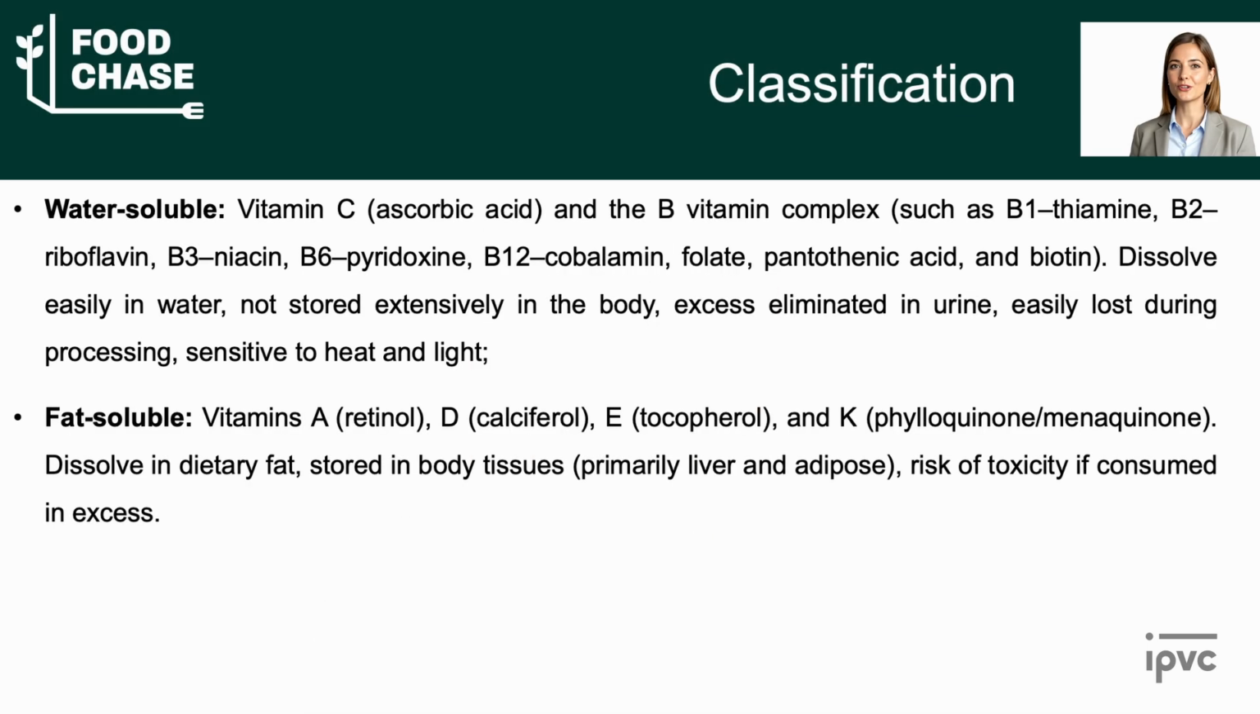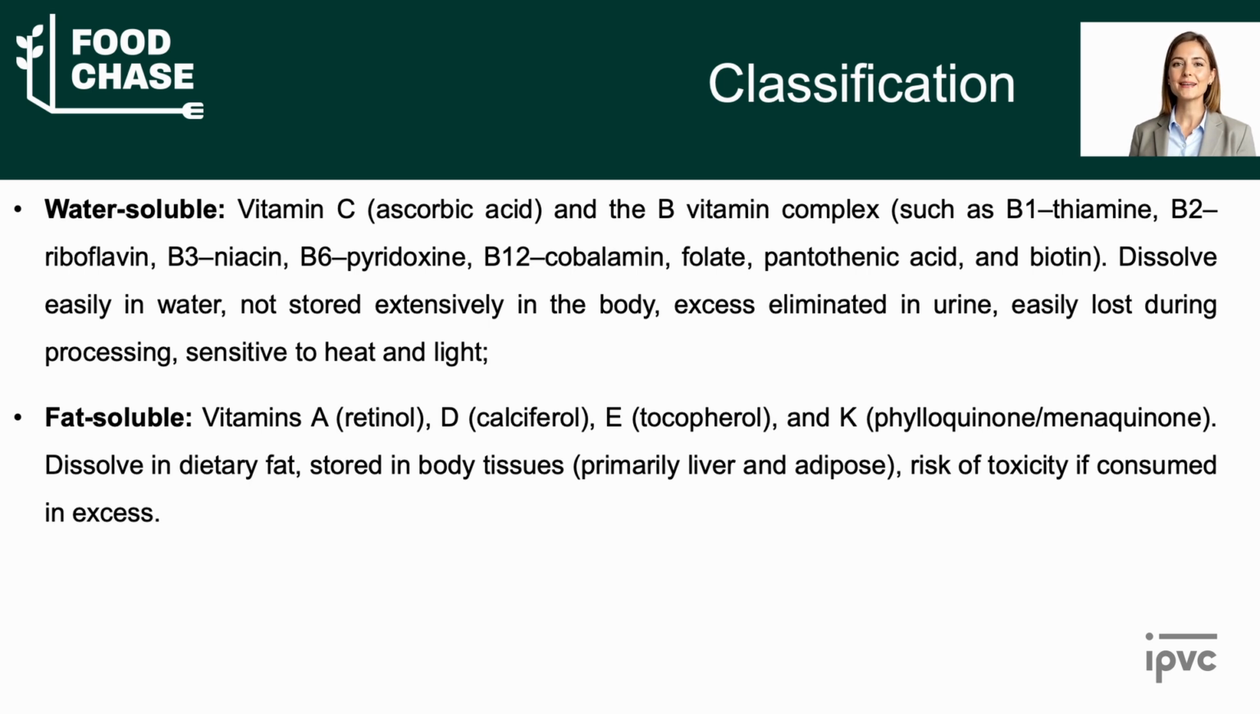Vitamins are classified into two groups. Water-soluble vitamins include vitamin C and the B-complex vitamins, such as thiamine, riboflavin, niacin, and B12. These dissolve easily in water, are not stored extensively in the body, and excess amounts are eliminated in urine. They're also sensitive to heat and light, which is important during processing.